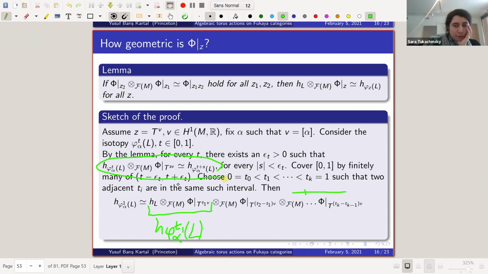Well, it is a sketch of the proof, so it's fine. Yeah. That's right, thanks. Yeah.